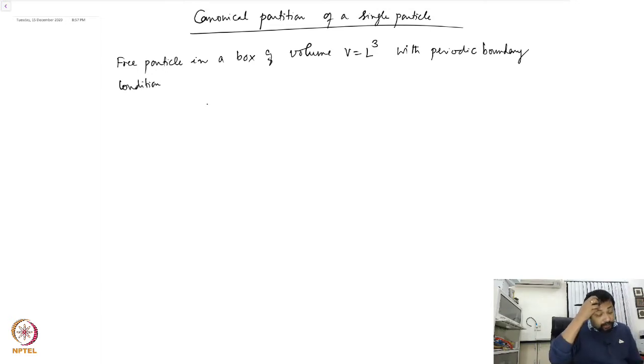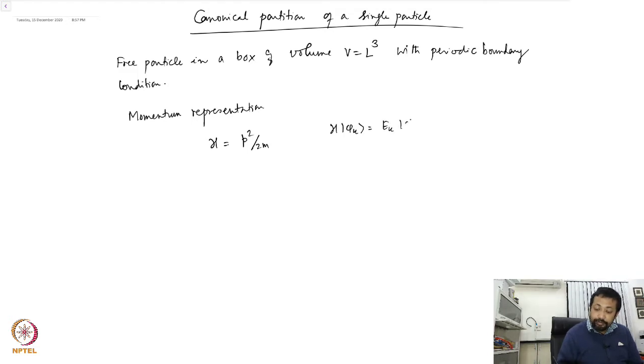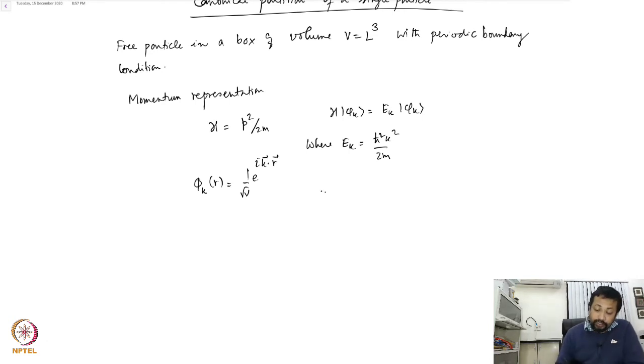So the task is now very simplified if we look at the momentum representation. In the momentum representation, the Hamiltonian for a single particle is p squared over 2m, and H of phi_k is E_k phi_k, where the energy eigenvalue is h bar squared k squared over 2m. The coordinate representation of the wave function is e to the power i k dot r over square root V, and this follows from the box normalization, where the vector k is (kx, ky, kz), which is 2 pi over L times (nx, ny, nz).